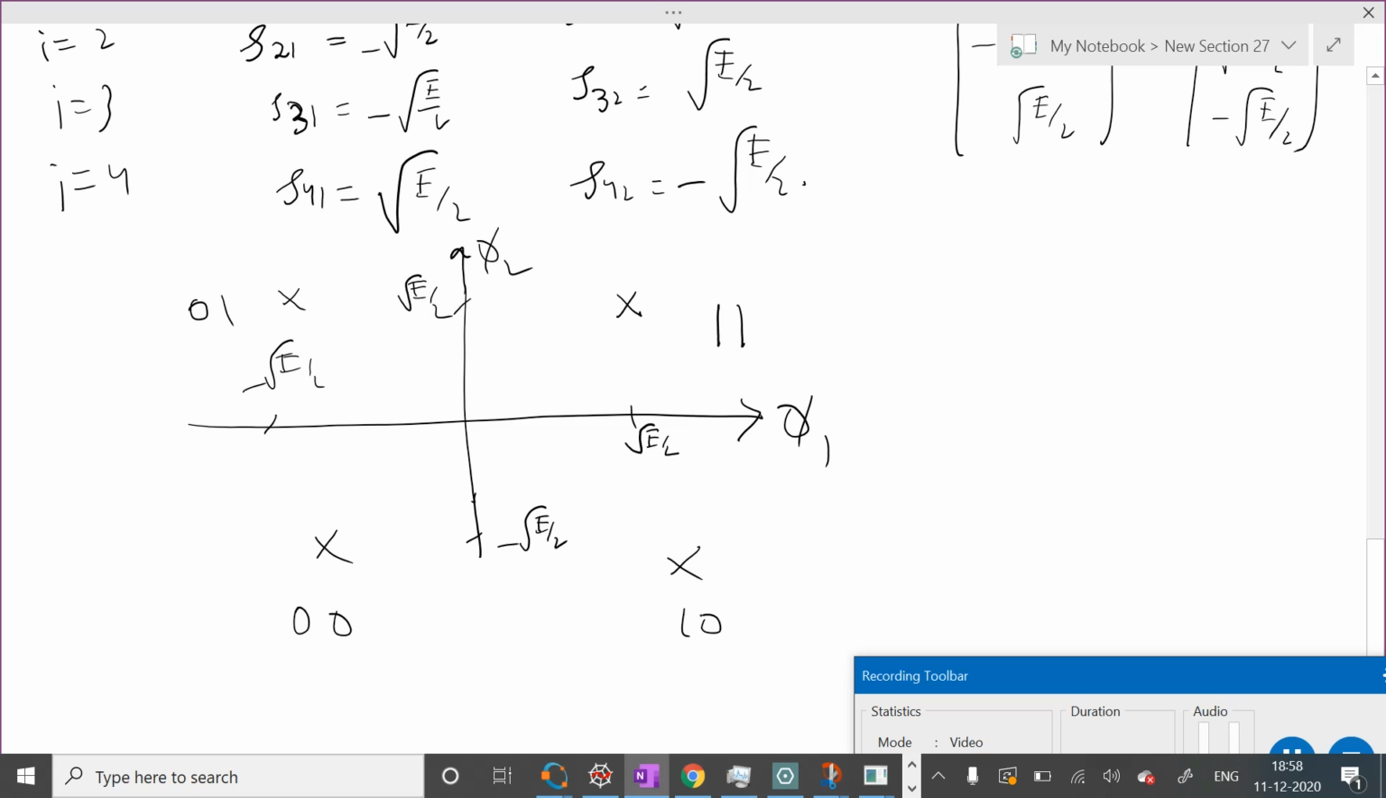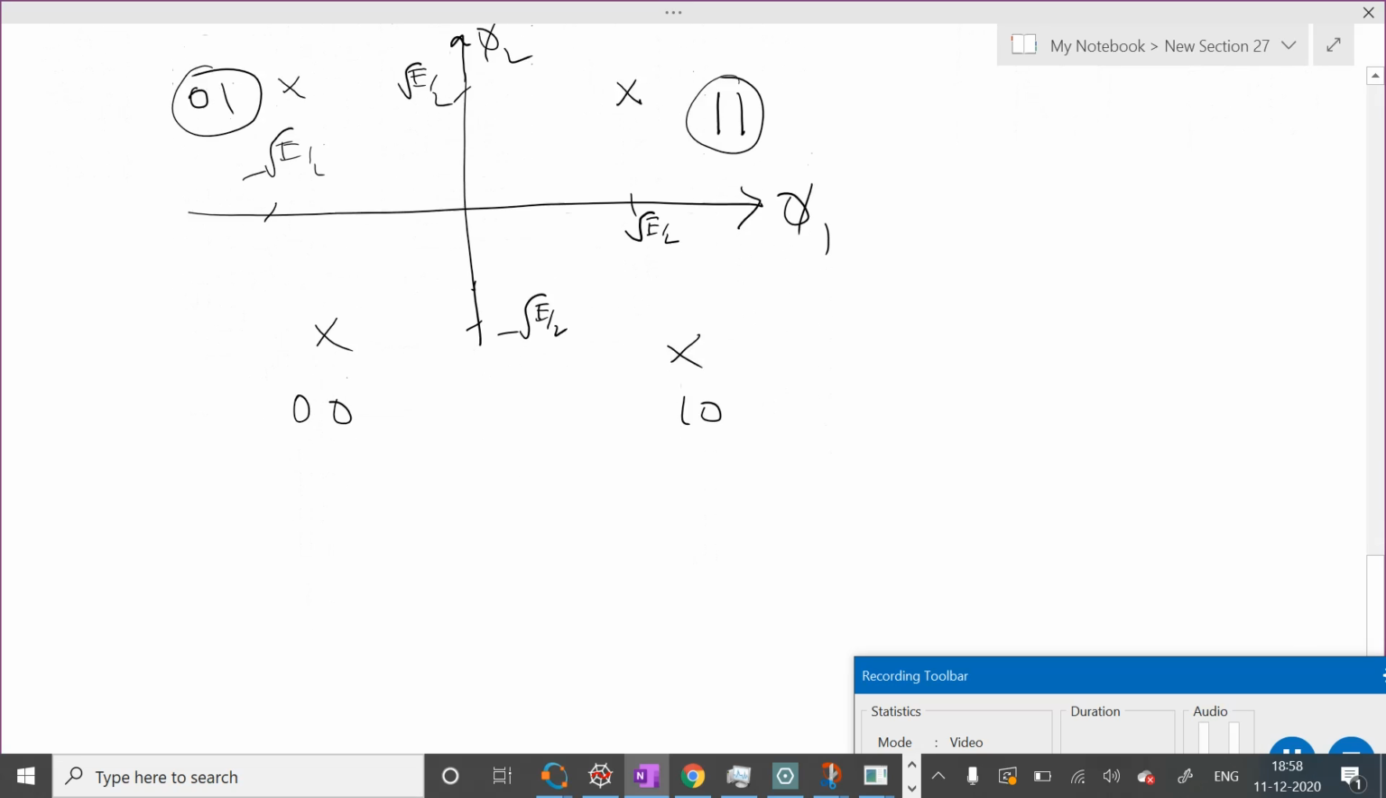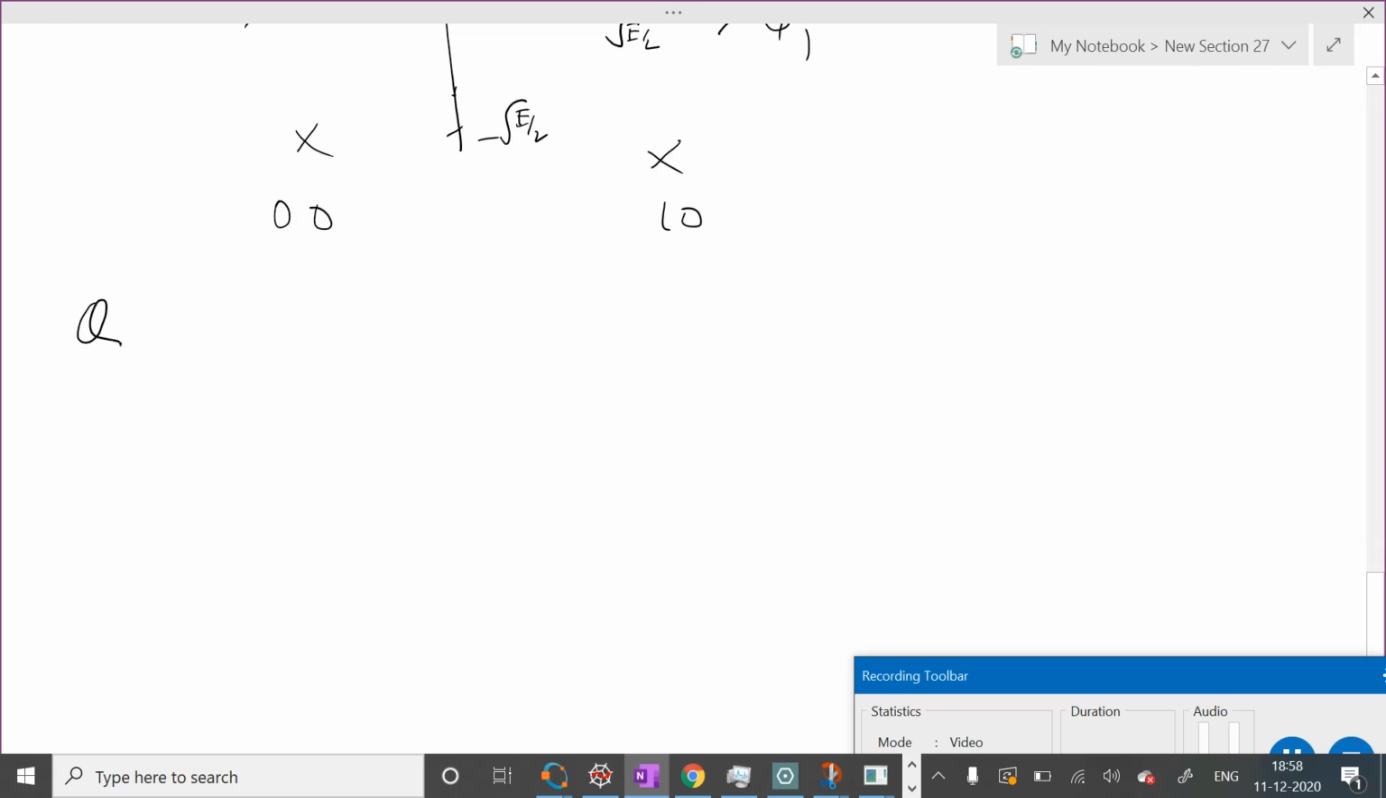By assigning binary numbers in this way, we ensure that when we move from one point to another point, only one bit changes. It's called gray coding. Okay, so far so good. Now we will today see how to represent the QPSK waveform.